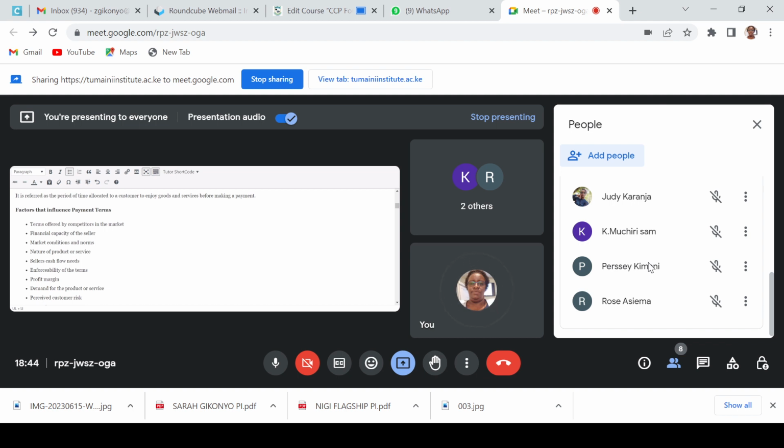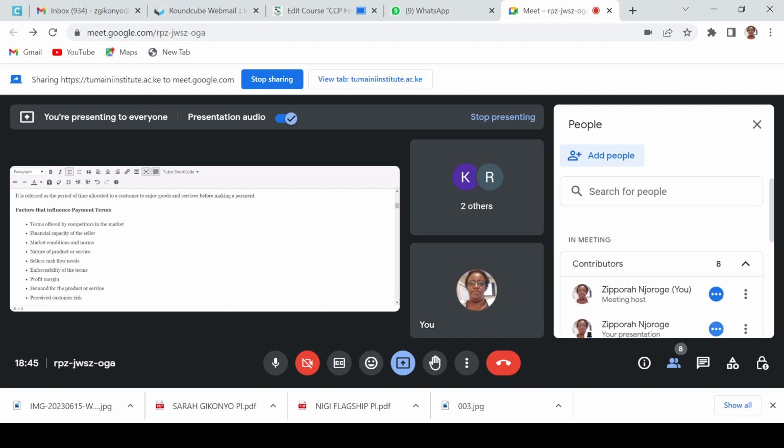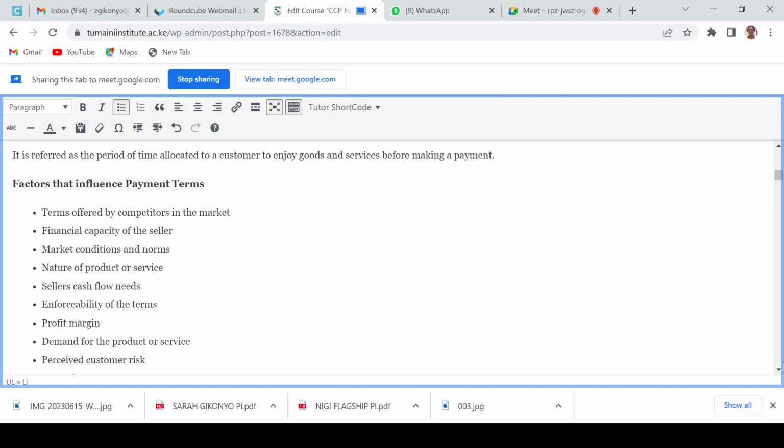Then we had the cost of collecting the money. And then also we had the cost of financing. Good. Thank you so much. I think those are the ones I can remember.